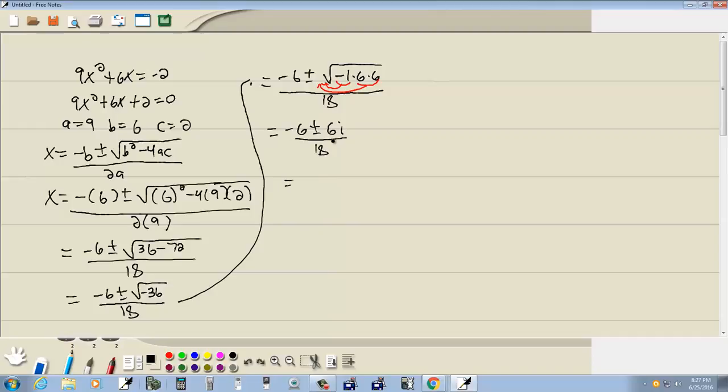Now since we have an i, we're going to split it up, the real part separate from the imaginary part. So I got -6 over 18 plus or minus 6 over 18i, which gives us -1/3 plus or minus 1/3 i.